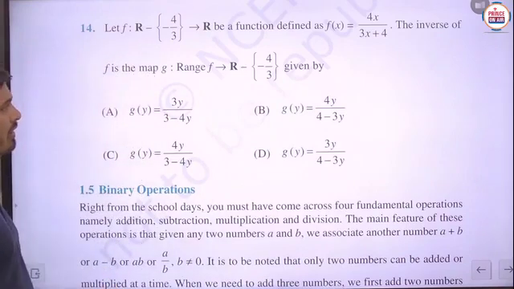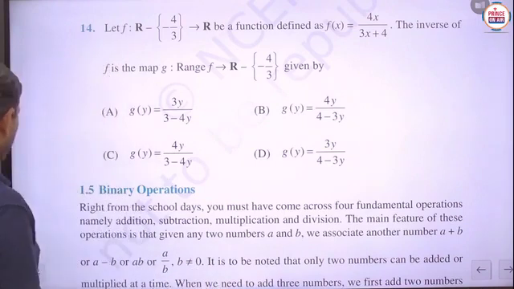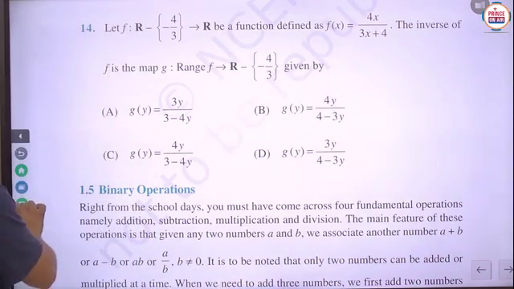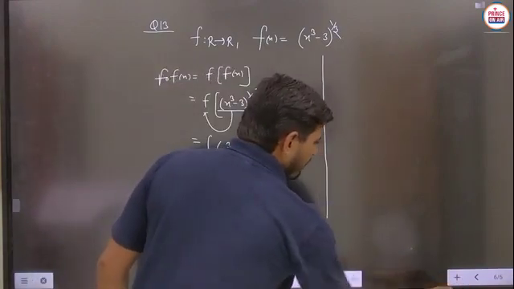Is it clear? So the given function f(x) is equal to 4x upon 3x plus 4. So next, we are taking question number 14.